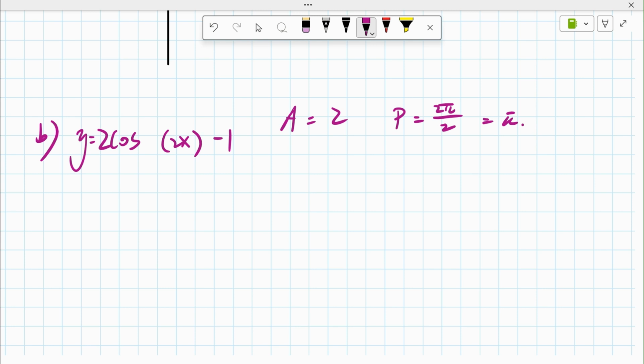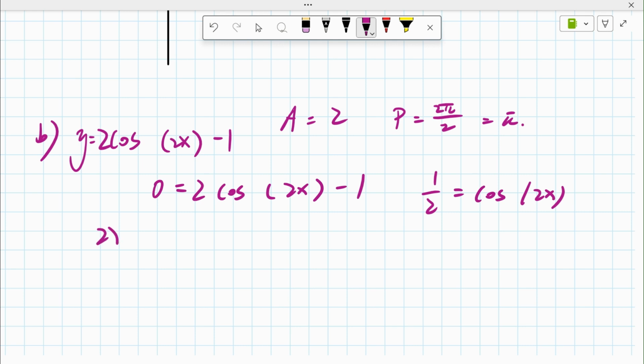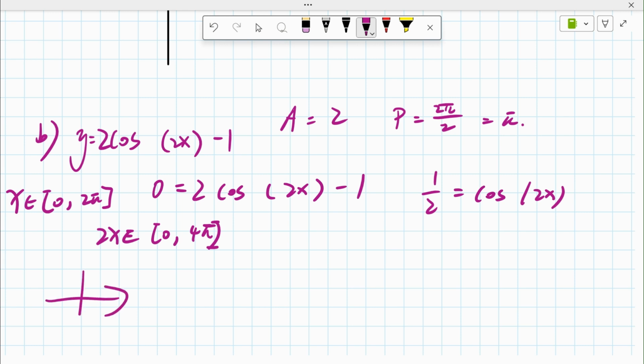Now we're going to do the x-intercept, which is when 0 equals 2 cosine 2x minus 1. So half equals cosine 2x. Because x is from 0 to 2 pi, 2x goes from 0 to 4 pi. And we're going to find cosine equal to half. That's positive, so you're going to use the first quadrant and fourth quadrant.